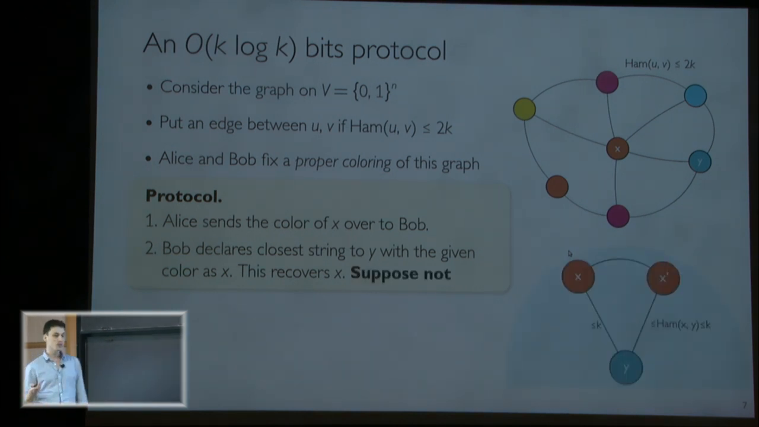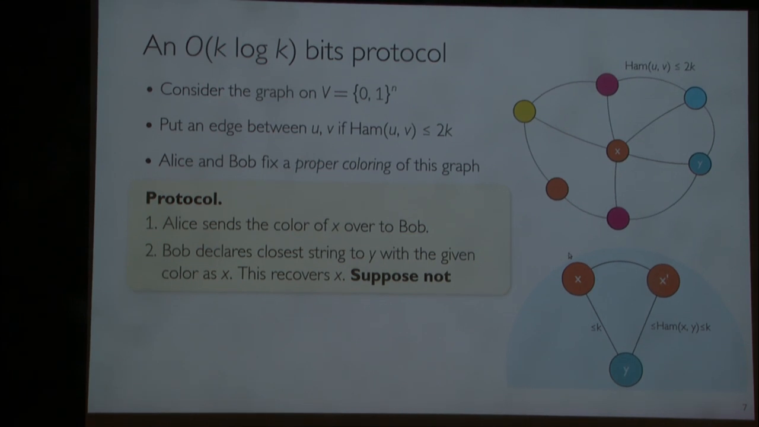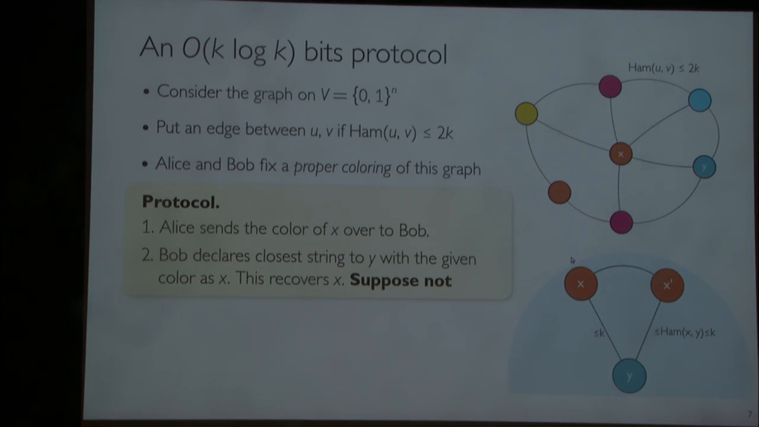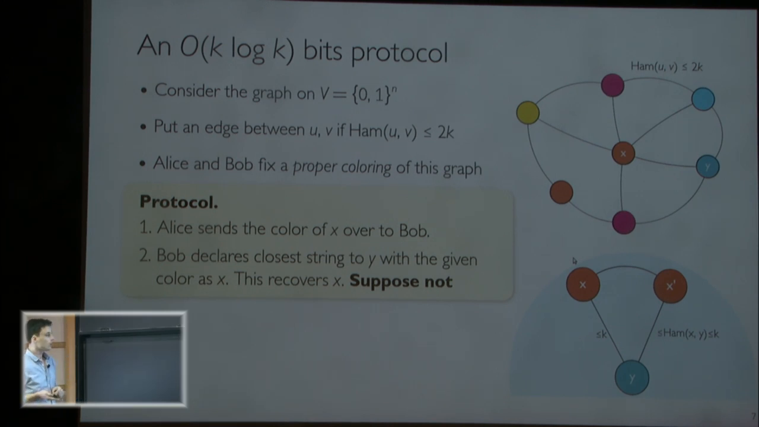And we claim that this recovers x in entirety under this promise, because suppose there was this other x prime with the same color, orange color, that Alice sent. And suppose that it was smaller in distance to y. But we know that with the promise we were given, Hamming distance of x and y is at most k. And this is even smaller. By triangle inequality, the Hamming distance of x and x prime is at most 2k, but they have the same color, which is not possible. So that justifies our claim that this recovers x. Now, having recovered x and having y, Bob can do the Hamming distance calculation as well as anything else.